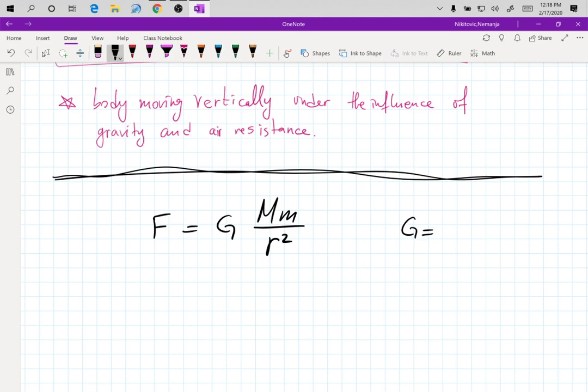Whether you know or you don't know that this G is 6.67 times 10 to the negative 11, let's call it good, right? So they have 4 decimals, I have 2, I apologize. 10 to the negative 11 Newton meter squared per kilogram squared, right? That's the unit.